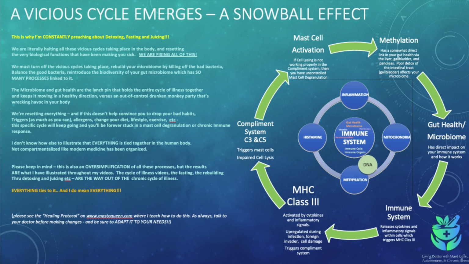I don't know how else to illustrate that everything is tied together in the human body, not compartmentalized like modern medicine has been organized. Please keep in mind, this is also an oversimplification of all the processes, but the results are what I have illustrated throughout my videos. The cycle of illness videos, the fasting, the rebuilding through detoxing and juicing, etc. are the way out of chronic cycle of illness. Everything ties to this, and I do mean everything.